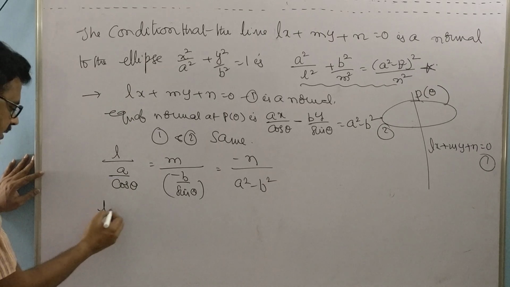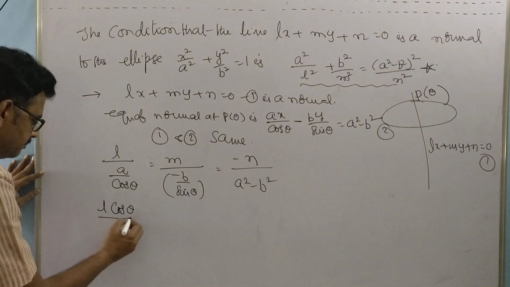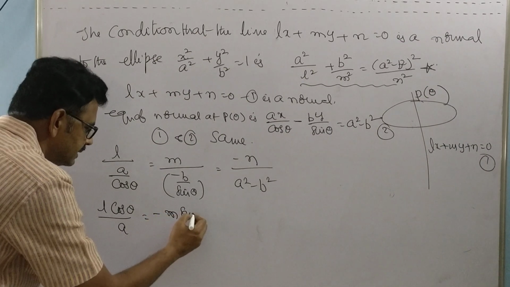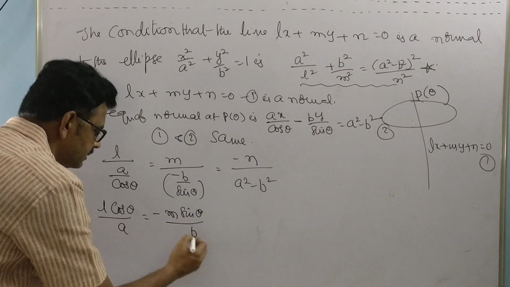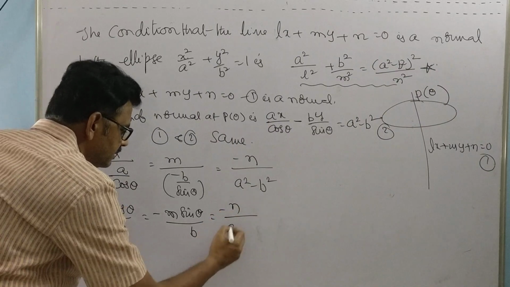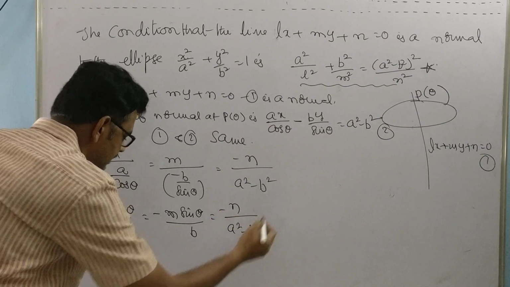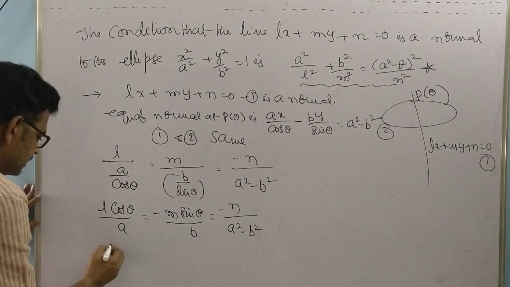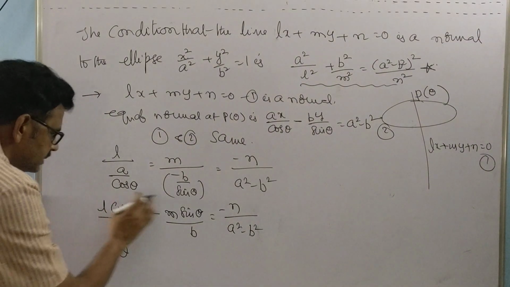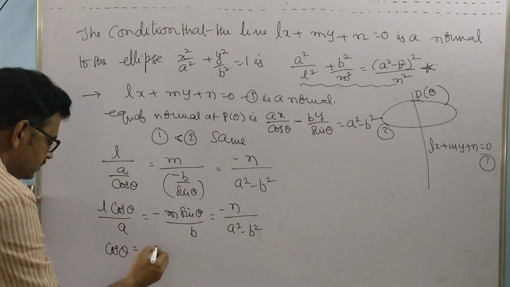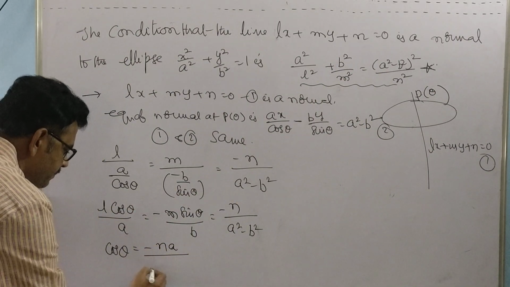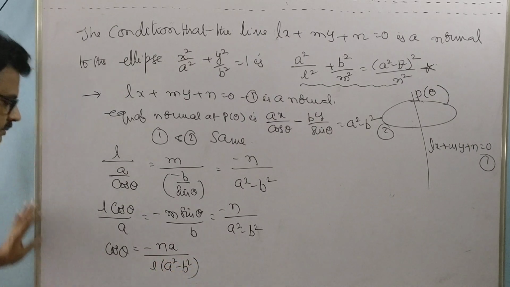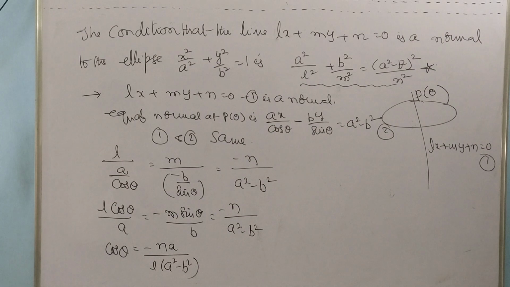Okay, so this is L cos theta by A is equal to minus M sin theta by B is equal to minus N by A square minus B square. From this, equating the first and last, cos theta is equal to minus NA by L into A square minus B square.